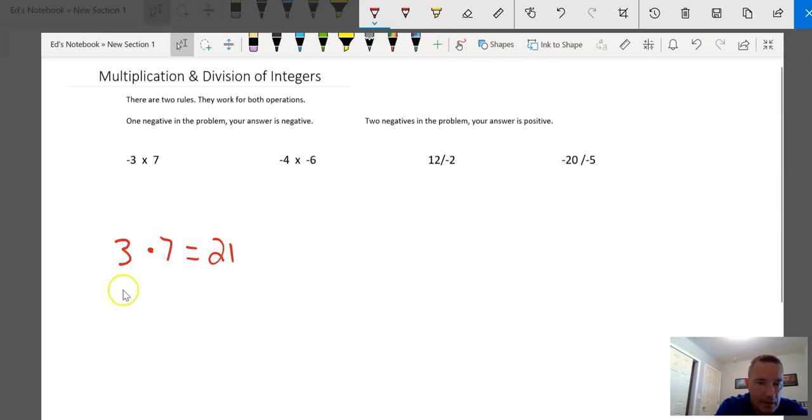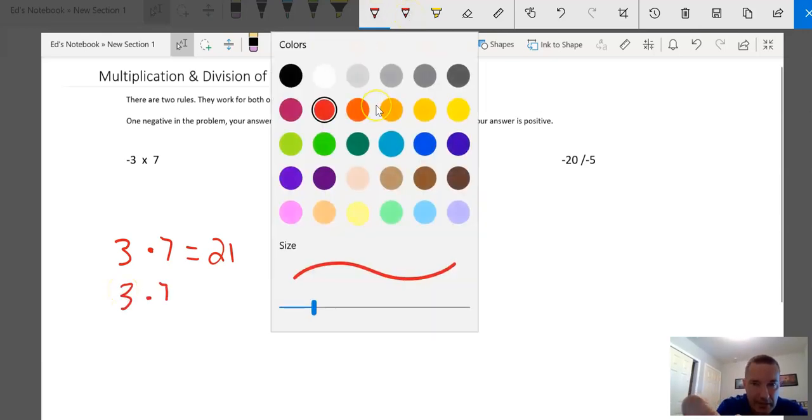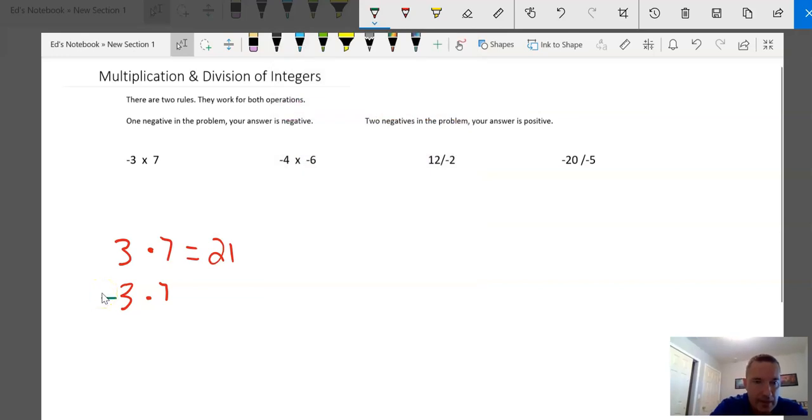Well, I'm going to write 3 times 7. I'm going to put my negative in here just so you can see it a little differently. Negative 3 times 7. As we changed it, we can't have the same positive 21. We would change the problem from 3 to negative 3. So it's going to change our answer to negative 21. And it doesn't matter whether it's a negative 3 or negative 7. If there's one negative in the problem, your answer is negative. Okay? And now let's look at the next example.